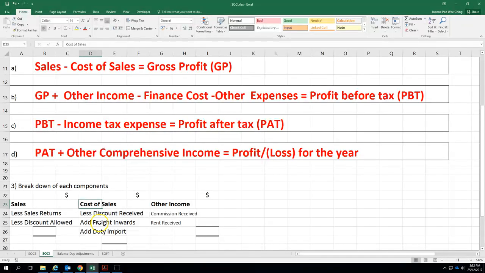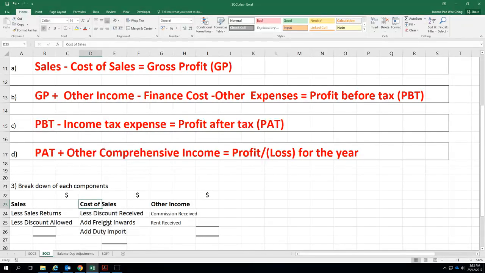Okay, let us repeat this again. Sales would be income for the goods, for selling of the goods or providing of services. Cost of sales is expenses for the goods. When we minus them, they become gross profit.